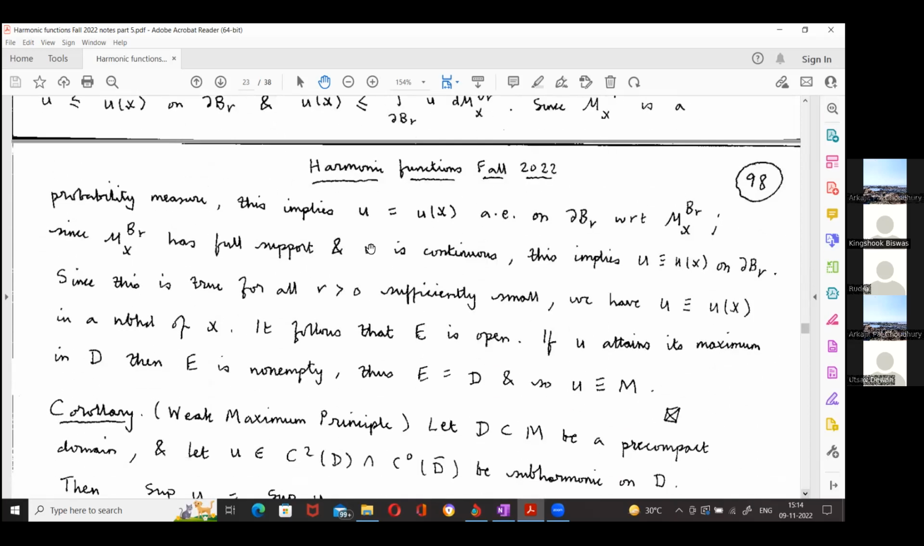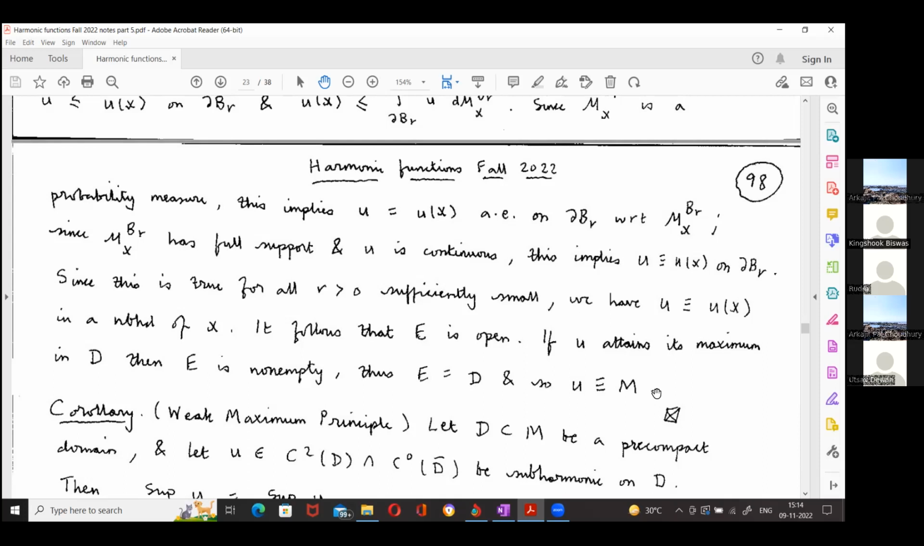This is true for all radii sufficiently small. Therefore, on every sufficiently small geodesic sphere, U is equal to Ux. So that means U is equal to Ux in a neighborhood of X, and therefore this set E is open. And so it's open, closed, and non-empty. Therefore, it's the whole domain, and so U is equal to the constant M. Is this okay? Yes, sir.